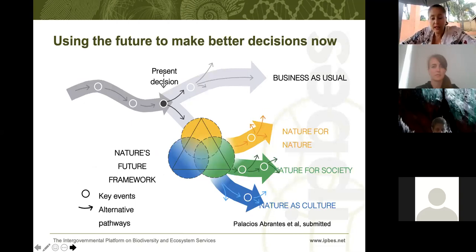One way to think about this, and this is an adaptation from the 1.5 degree report that looked at development pathways, is to say you've got this business as usual, but if you were to go onto a more sustainable trajectory, you could potentially think of nature for nature, nature for society, nature as culture pathways. Of course they would be extreme, but at least they would be a little bit broader than what you currently have in terms of business as usual versus a green sustainable pathway. You're at least opening up a little more plurality there.